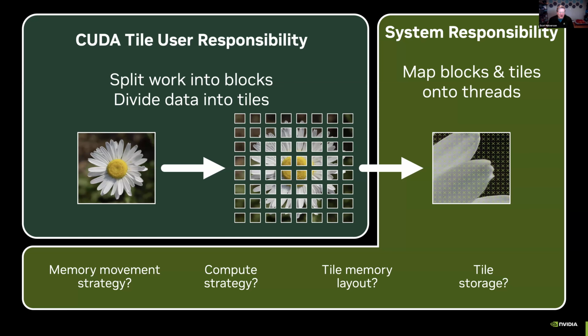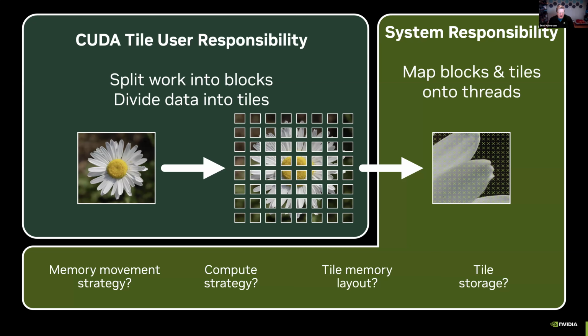So we split work into blocks and divide the data into tiles. That is still a user responsibility, in part because it's very difficult for the system to understand your goals with your application. But once you've done that, once you've split the work into blocks and divided data into tiles, there's a lot that the system can do for you if it knows enough about the hardware that you're trying to operate on, as well as what you've done so far to split the work into blocks and divide it into tiles.